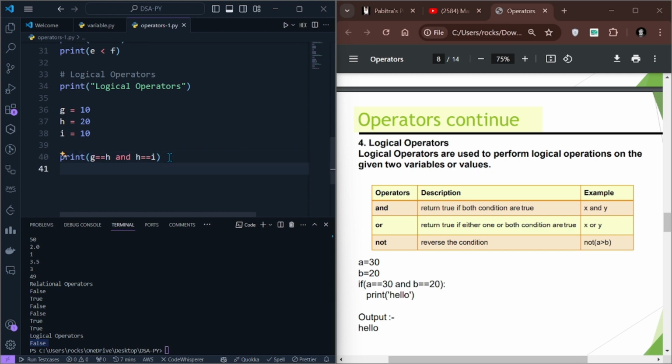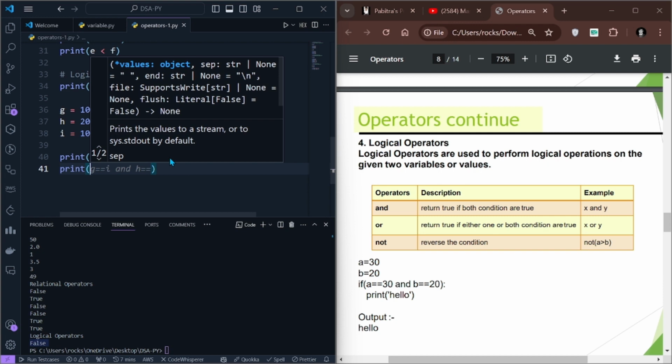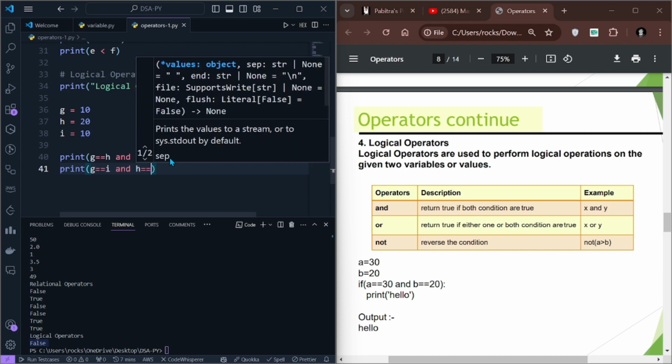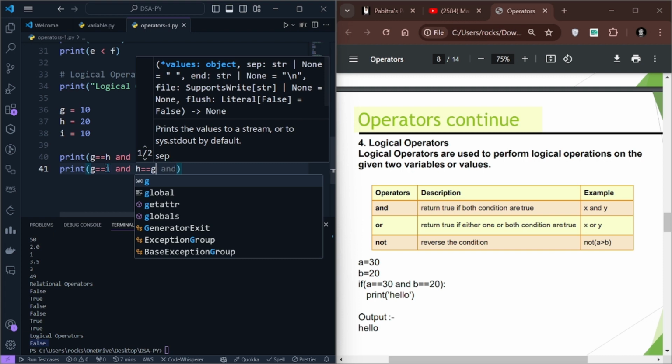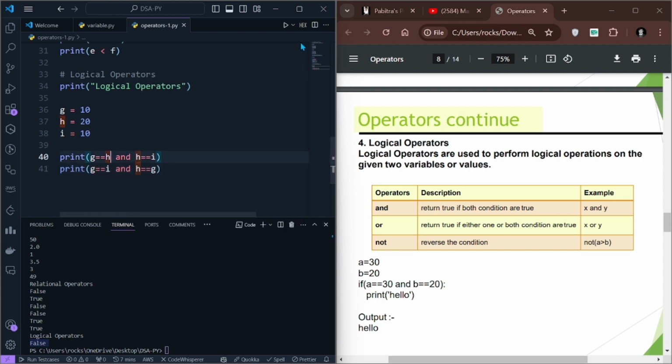But what if we print one statement that is true, like G is equal to I and H is equal to G? What will be the output? False will be the output again, because G and I are the same, that means 10 and 10, but H is not equal to G, that means 20 is not equal to 10, so it is returning false.